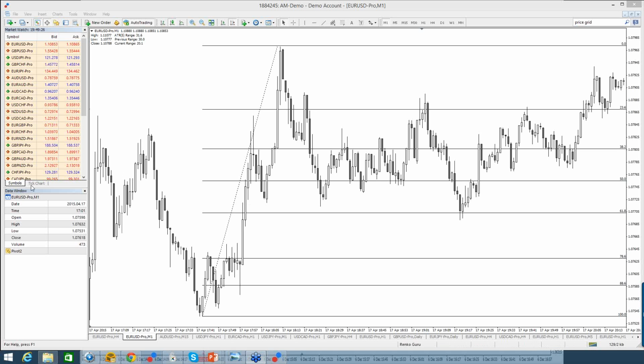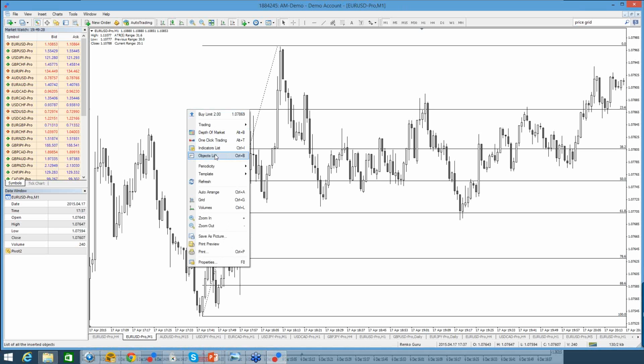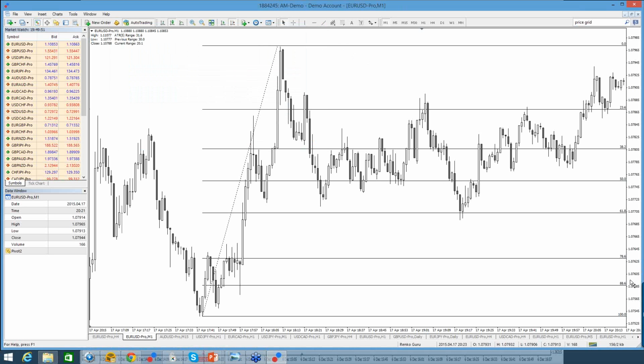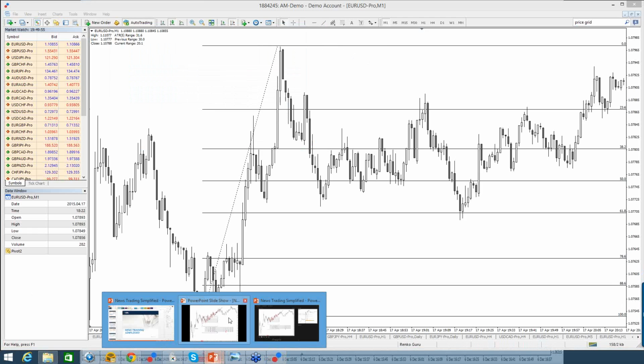And now, guys, objects list, Fibonacci. Let's say that you want to enter this level, 78.6. So you press add, 0.786, and in the description you put 78.6. Okay, easy. Job done here, 78.6. So that is how you put these additional Fibonacci levels.